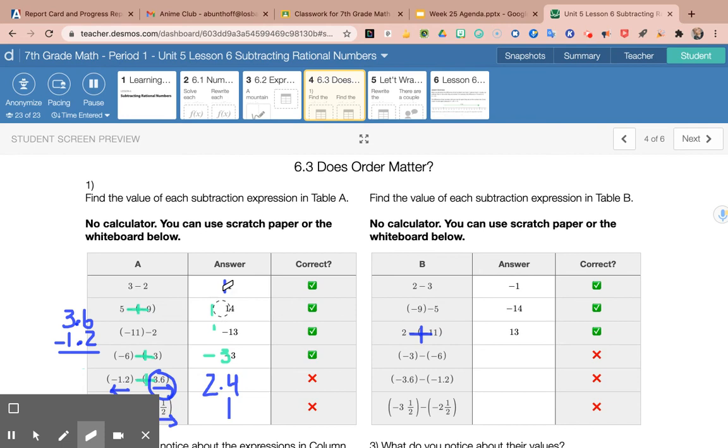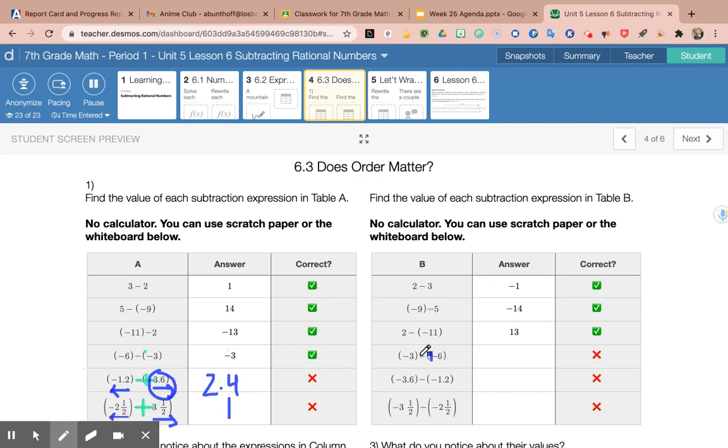So hopefully you started noticing a pattern. So I'm going to leave that there for you to see. For the next one, I see a double subtraction, a double negative, so that turns into a plus. So I have -3 plus +6. Remember, one's going to the right, one's going left. I'm going to subtract, but I'm left with a positive.